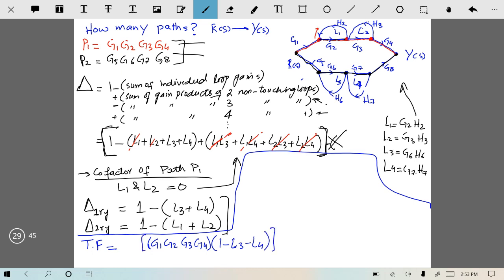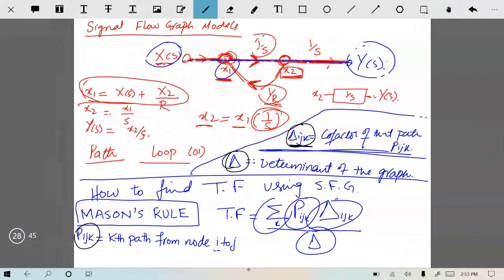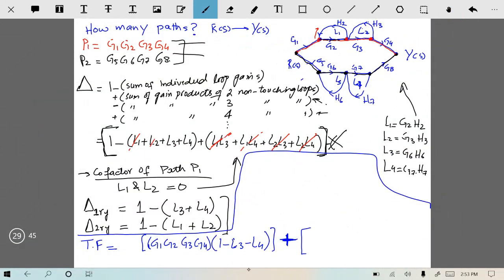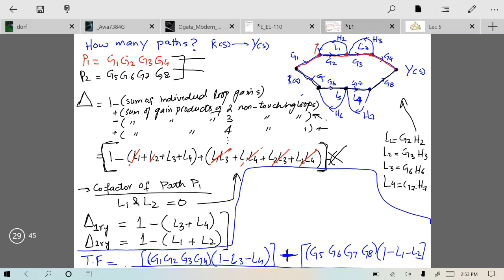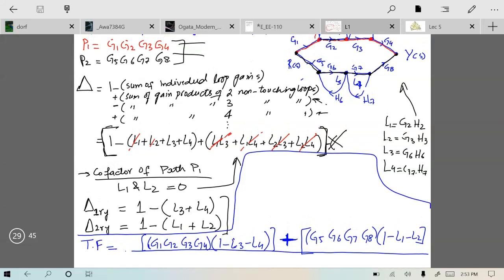Similarly, for path 2, plus G5, G6, G7, G8 into the cofactor of path 2, which is 1 minus L1 minus L2. So here is our numerator. If you have more than 2 paths, this list will increase.